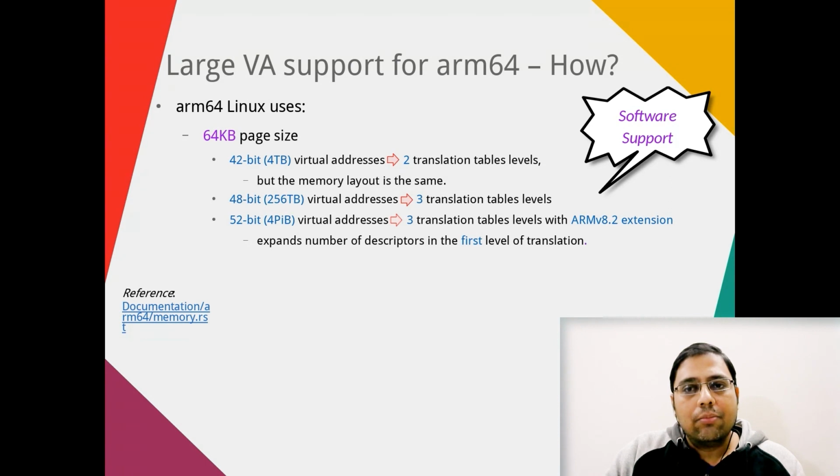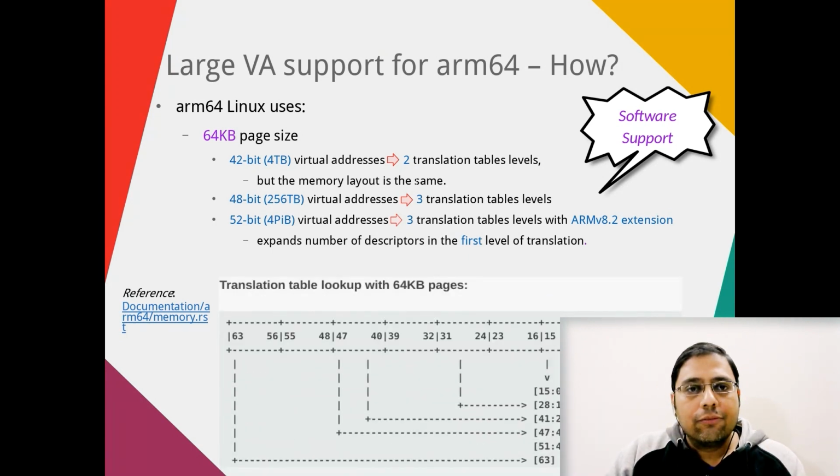Note that the translation table levels for 64K page size and 48-bit addressing versus the 4K page size and 48-bit addressing are intentionally kept the same. This is required to minimize the effort required for moving from 48 bits to the 52-bit address space. So just the number of descriptors in the first translation level are expanded for the 52-bit addressing. Again, you can refer to the ARM64 memory documentation page inside the Linux kernel documentation for more details.